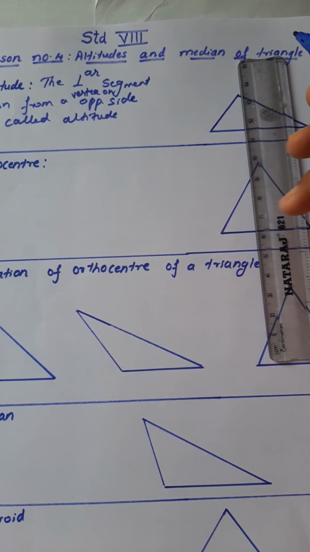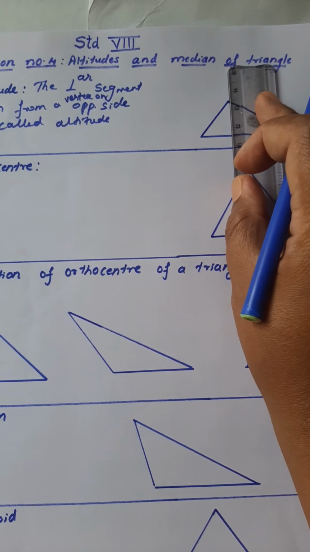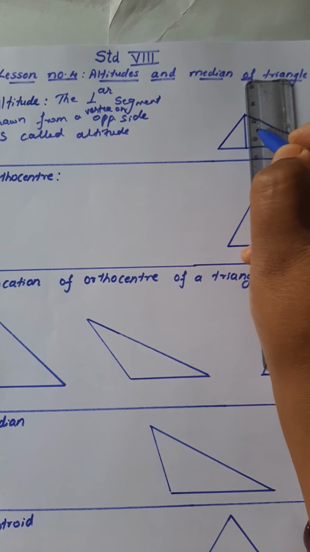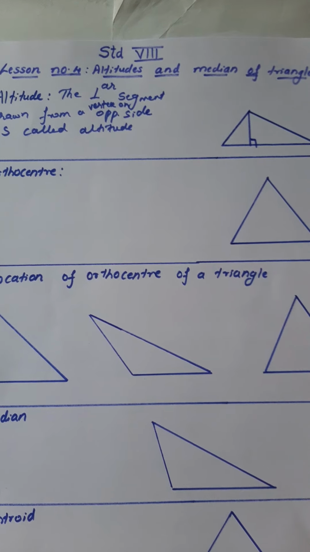Okay, I will show how to draw. We can draw with the help of a set square or with the help of a scale. From the vertex on the opposite side, a 90-degree angle will be created.